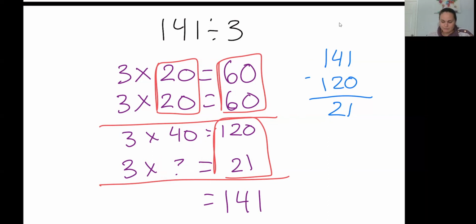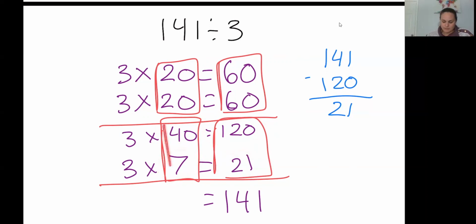So knowing my math facts, I know that 3 times 7 gives me 21. So I can fill in that blank with a 7. The last step I have to take is to add these two together. I had 40 of them first. 40 of them gave me 120. But now I've got another 7 of them to give me my last 21 cookies.